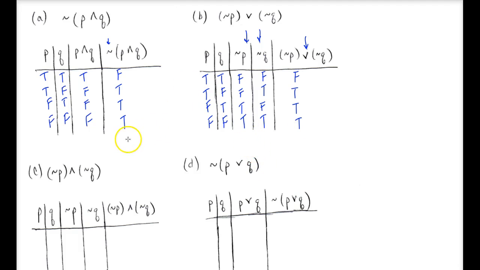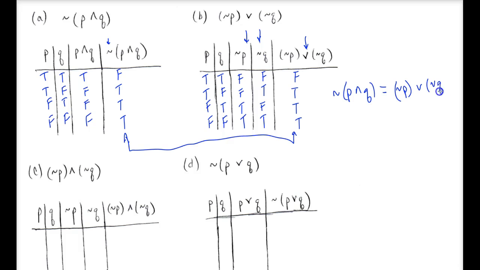So if you notice, these two columns here are exactly the same. So what that tells us here is that logically speaking, we know that the negation of P and Q is equal to the same thing as negating P on its own and ORing that with negation of Q. So let's move on to the next two.